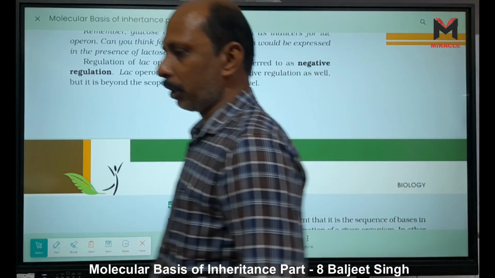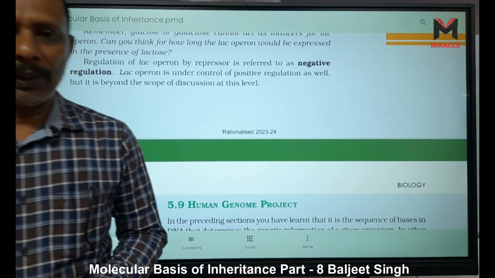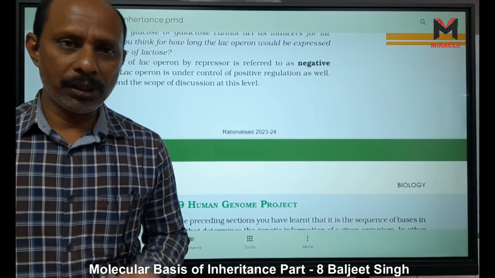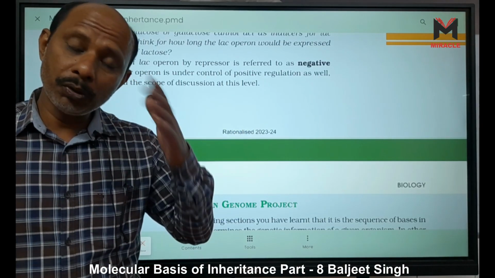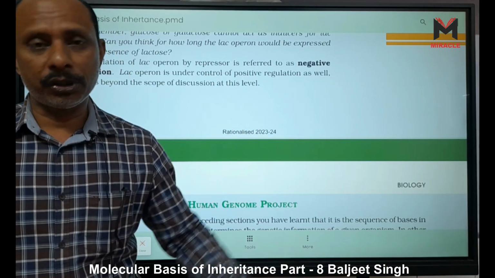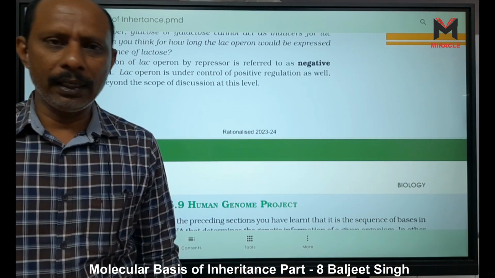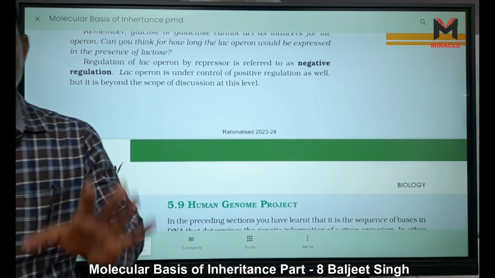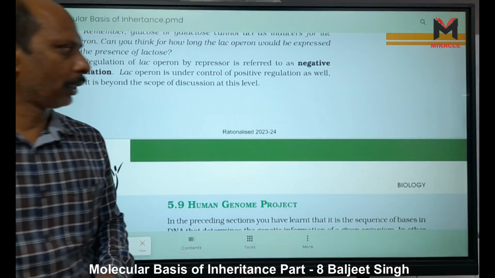Positive regulation means when lactose is present. What happens? Lactose is an inducer. Inducer means positive, because it was already switched off, then it starts. Start means one positive is there. Positive and negative both are present here, but chiefly it is negative, right?